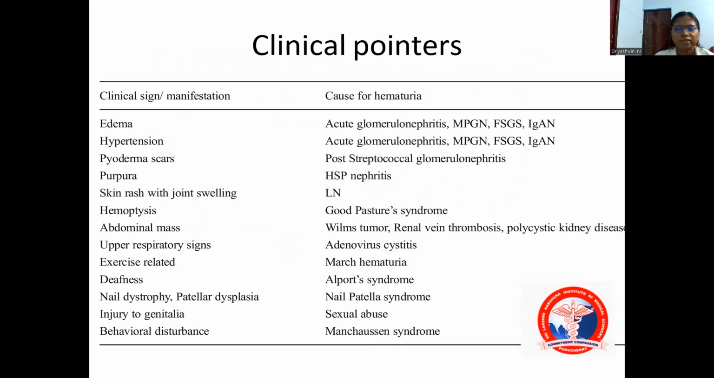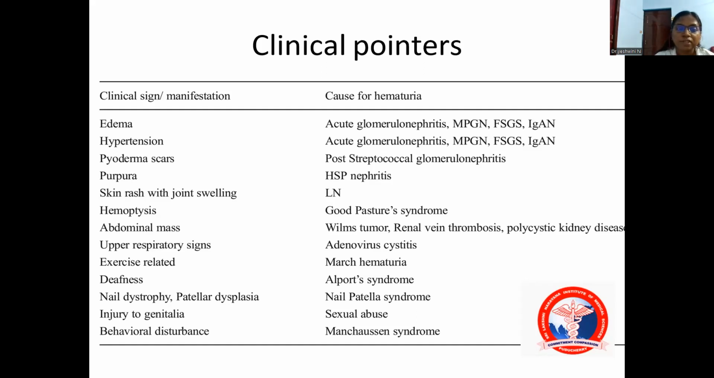Okay, some clinical pointers. What will you think of in each clinical state? Edema, always think of glomerulonephritis and IgA nephropathy, MPGN and FSGS, which is focal segmental glomerulosclerosis. If there is hypertension, again glomerulonephritis, MPGN and IgA nephropathy. Pyoderma, think of post-streptococcal glomerulonephritis. Purpura, think of HSP. Skin rash and joint swelling, always think of autoimmune causes like lupus nephritis, SLE nephritis.